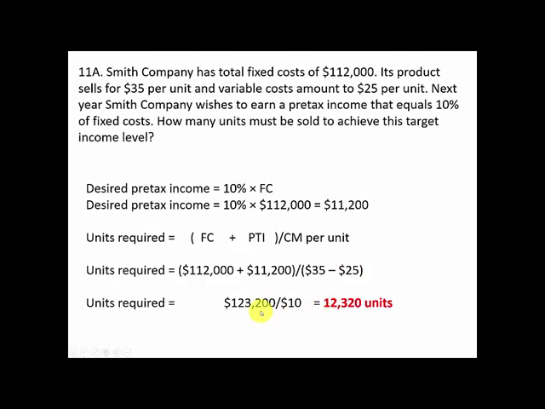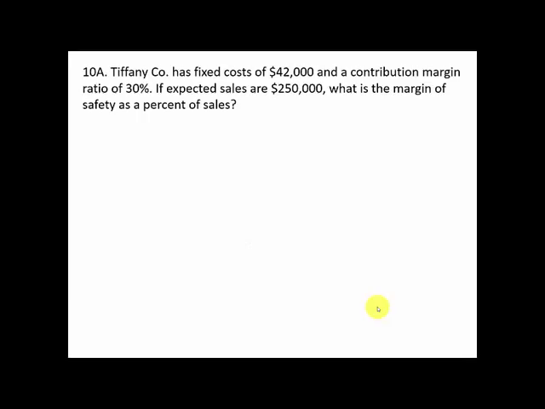And looks like our total amount to recover is $123,200. The contribution margin per unit is $10. Divide that into the total amount to recover. It's going to be 12,320 units we have to sell to achieve that target. Number 10A, what is the margin of safety as a percentage of sales?